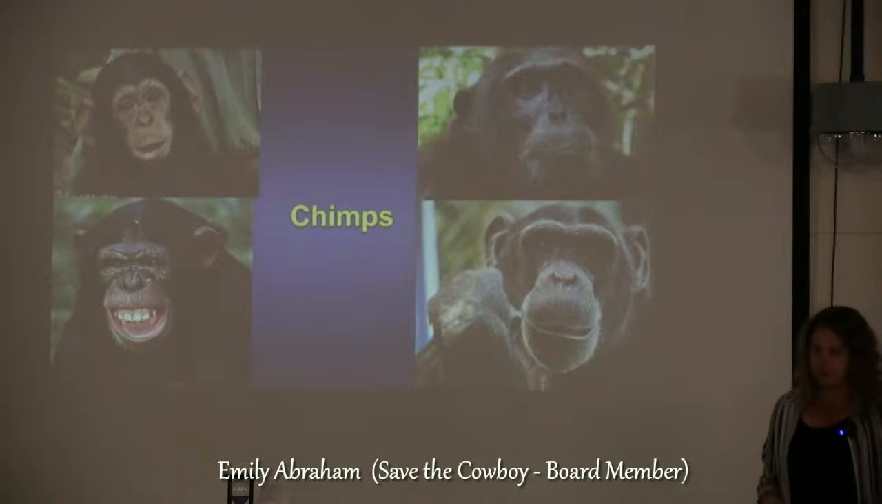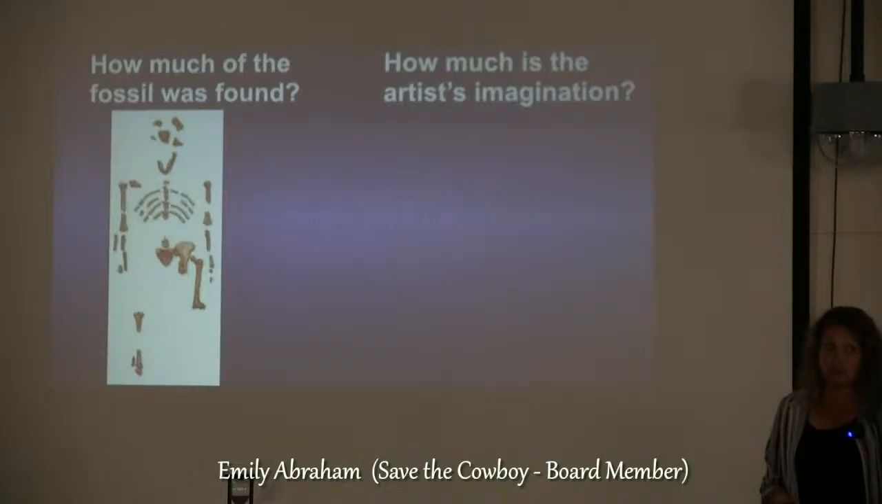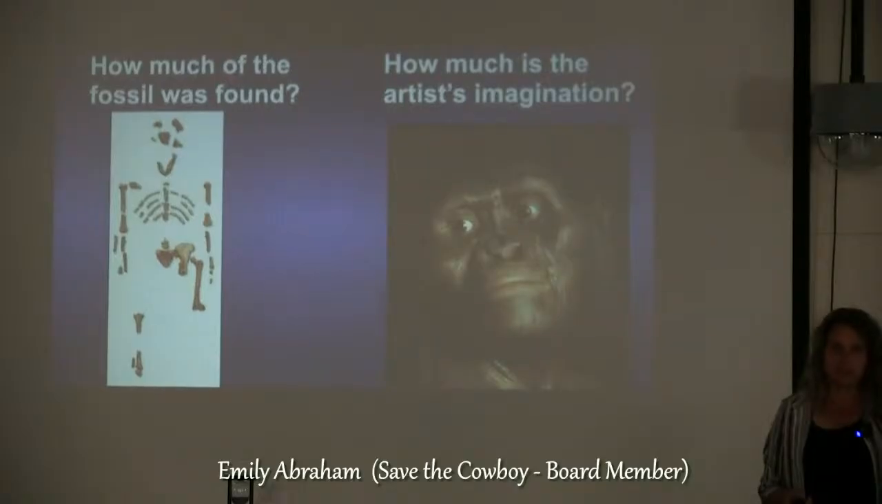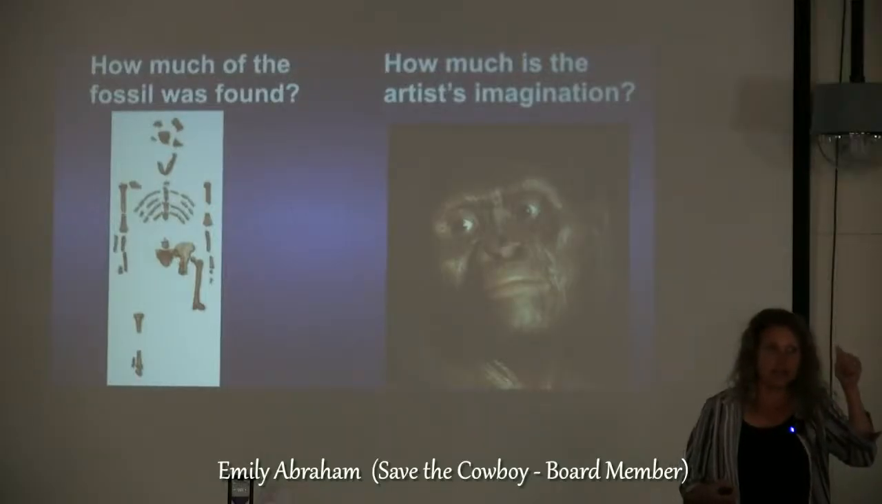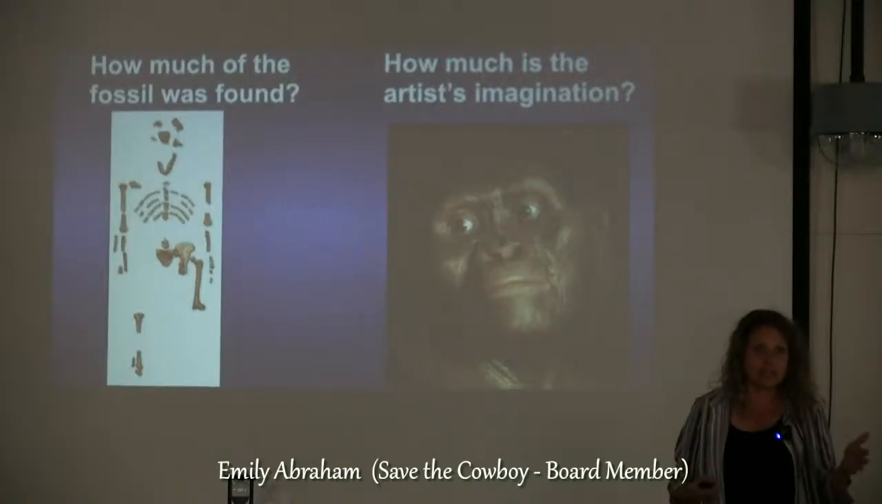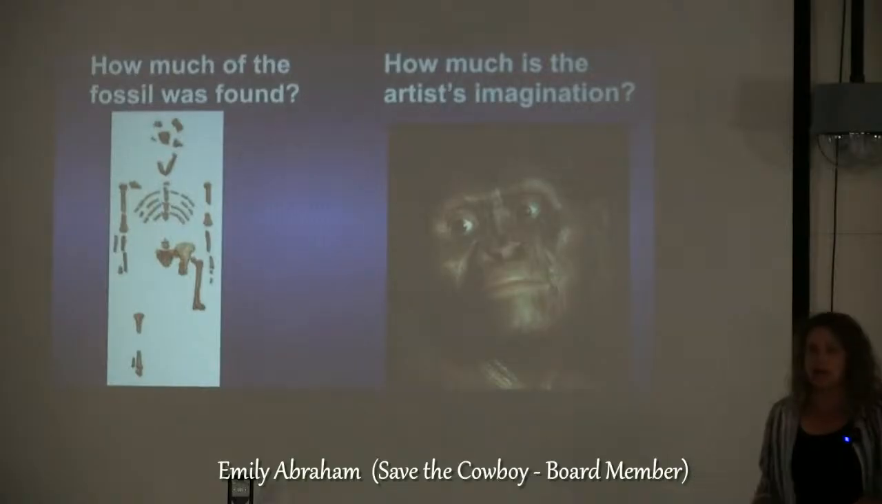Okay, now here is how much of Lucy was found. Now remember, this is our chimpanzee relative, and this is the artist's rendition of it. Look at the eyes. They purposely put in the sclera, the white of the eye, to make it look more human. Okay, they make it kind of look like it's thinking. It's got its head turned, it's thinking about dinner or whatever. And they purposely do this to deceive you into believing that this is the missing link.